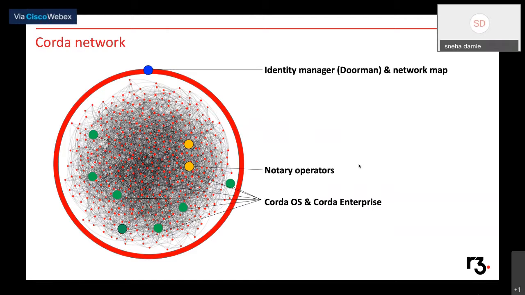So we just spoke about the Corda network on a very high level. Now let's go into more detail. Let's move on to the next slide.